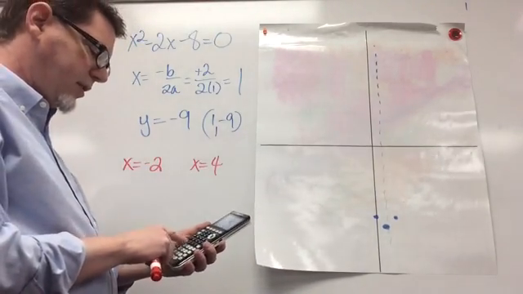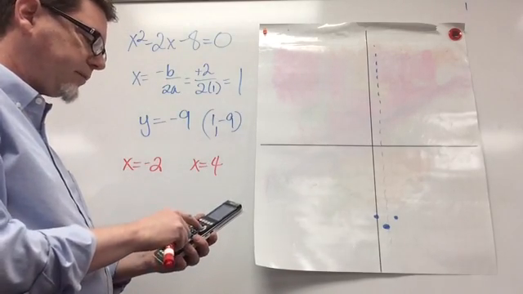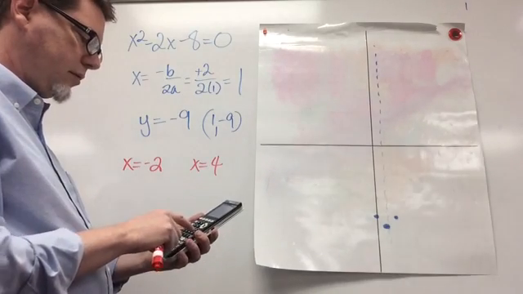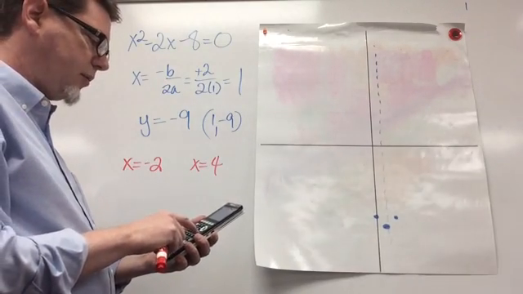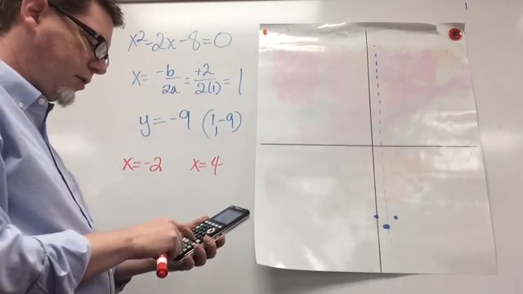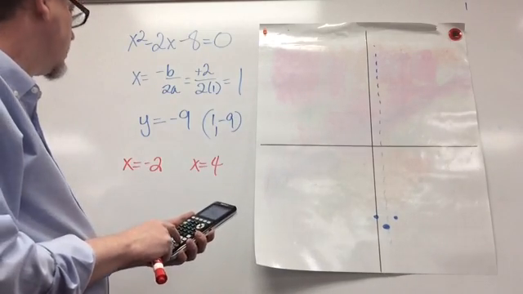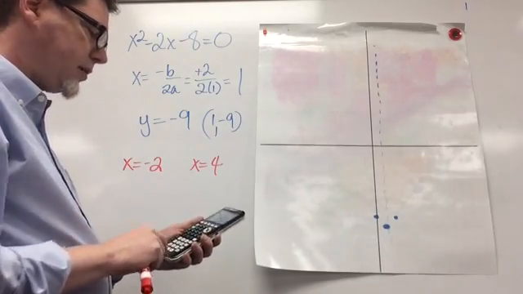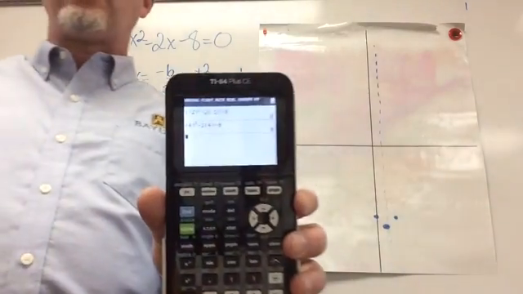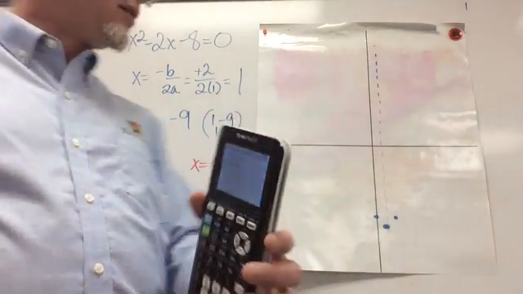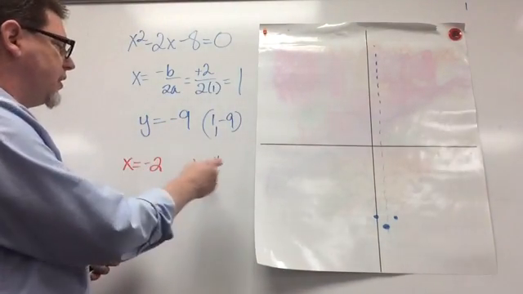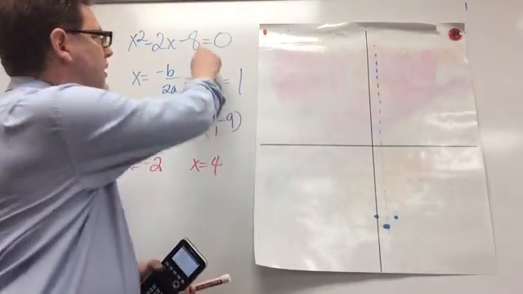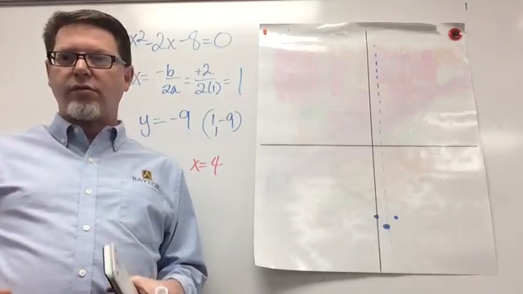So I'm going to go (4) x squared, and I've just hit too many buttons. So 4 squared minus 2 times 4 minus 8, and I got 0 again. That's another x-intercept, so I was correct in finding that. So we've got x equals -2 and x equals 4 as our solutions to this quadratic equation or quadratic function.